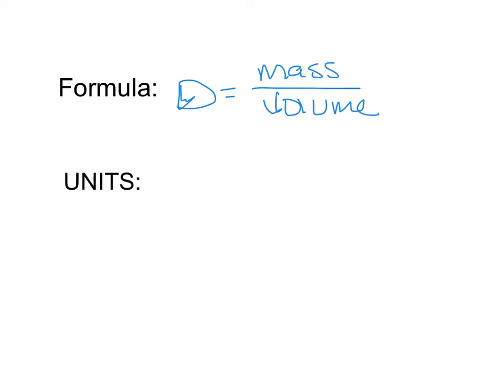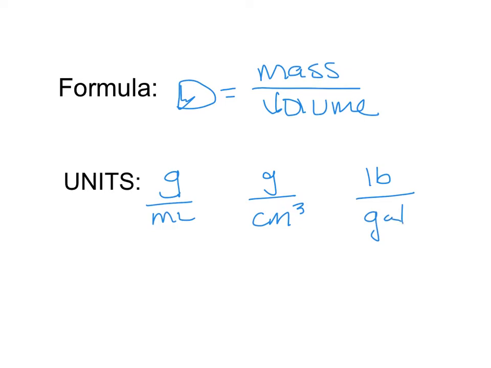One you're going to see pretty frequently in here would be grams over milliliters, since those are both metric units. You may see something like grams per centimeter cubed. Centimeters cubed is another unit of volume, but you may have crazy English units. So what if we had pounds per gallon? You won't see that too often in here, but that's still a mass over a volume, so it still counts as a unit of density.